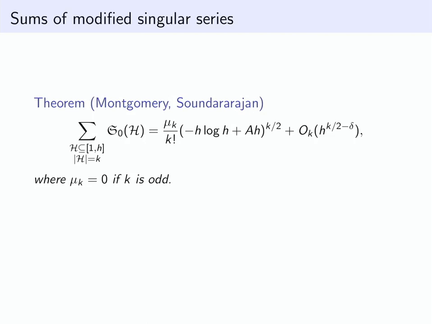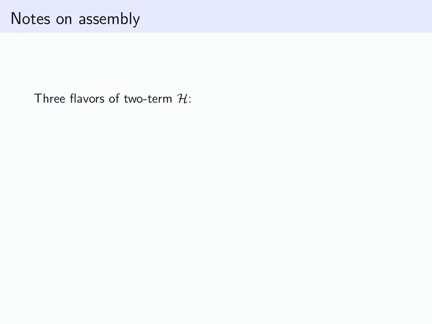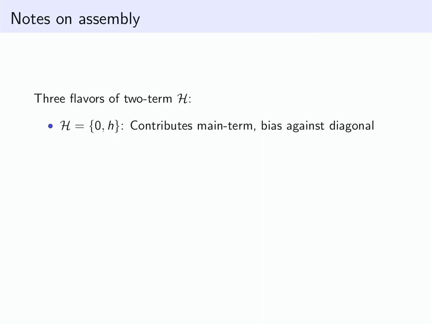And the point at the end of the day for us is that we don't need to worry about singular series with more than 2 terms. We're able to restrict ourselves to a very small set of singular series to work with, which we can then analyze directly. And just to give you some flavor of how that works, the tuples you might work with might be just 0 and h. You're asking for n and n plus h to be prime. That's exactly what we just did. That contributes to the main term and the bias against the diagonal. That is what we just saw.